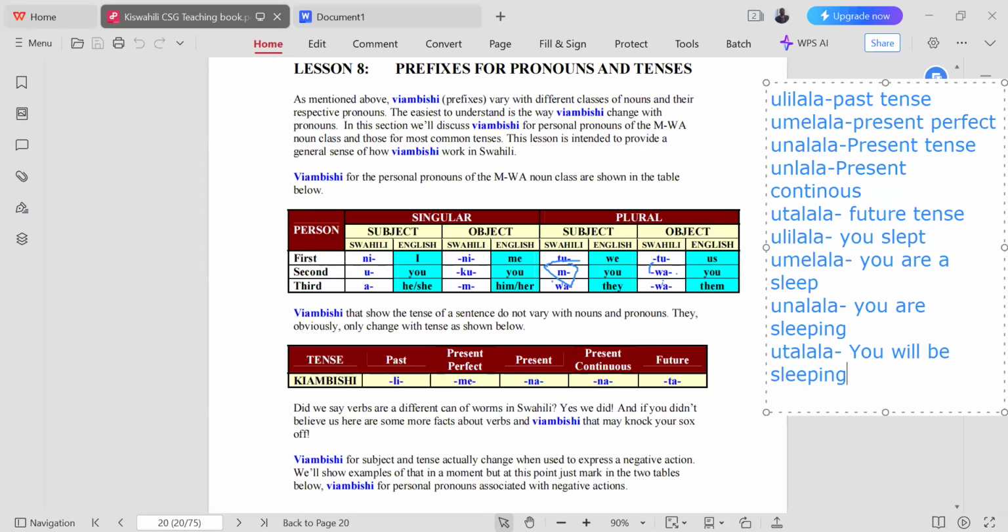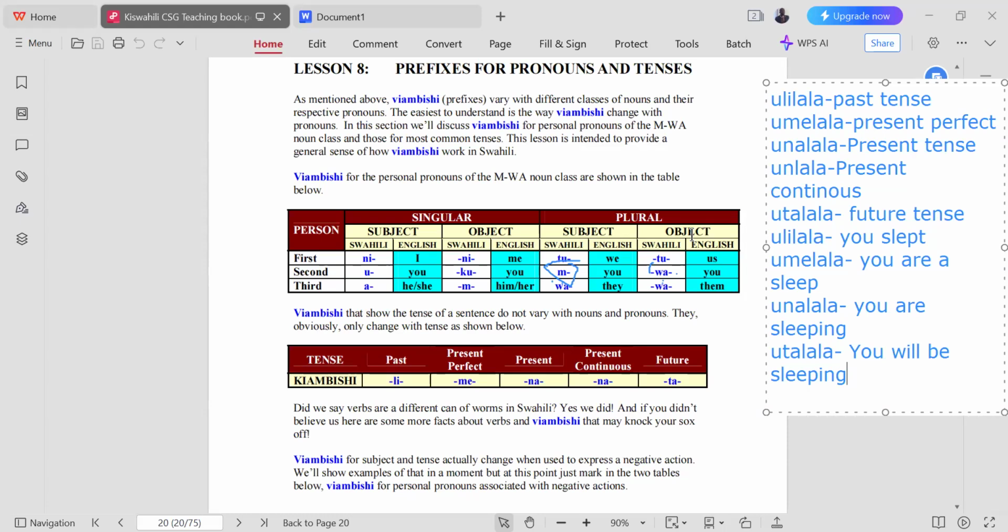That is now you, Sister Chisomo, speaking. So you say we in the pronouns is tu. You see here, tu. Tuta. So it is tutalala. We, it's tu. Yeah, it's tutalala.